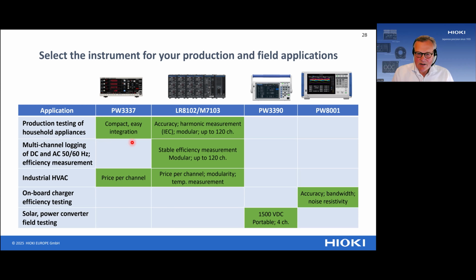The next one is again the LR8102 in combination with the M7103 for product testing of household appliances. And the reason why that one is so interesting is that it can measure up to 120 channels simultaneously. So if you have multiple production lines, then you can do the tests simultaneously and get the results in one time.